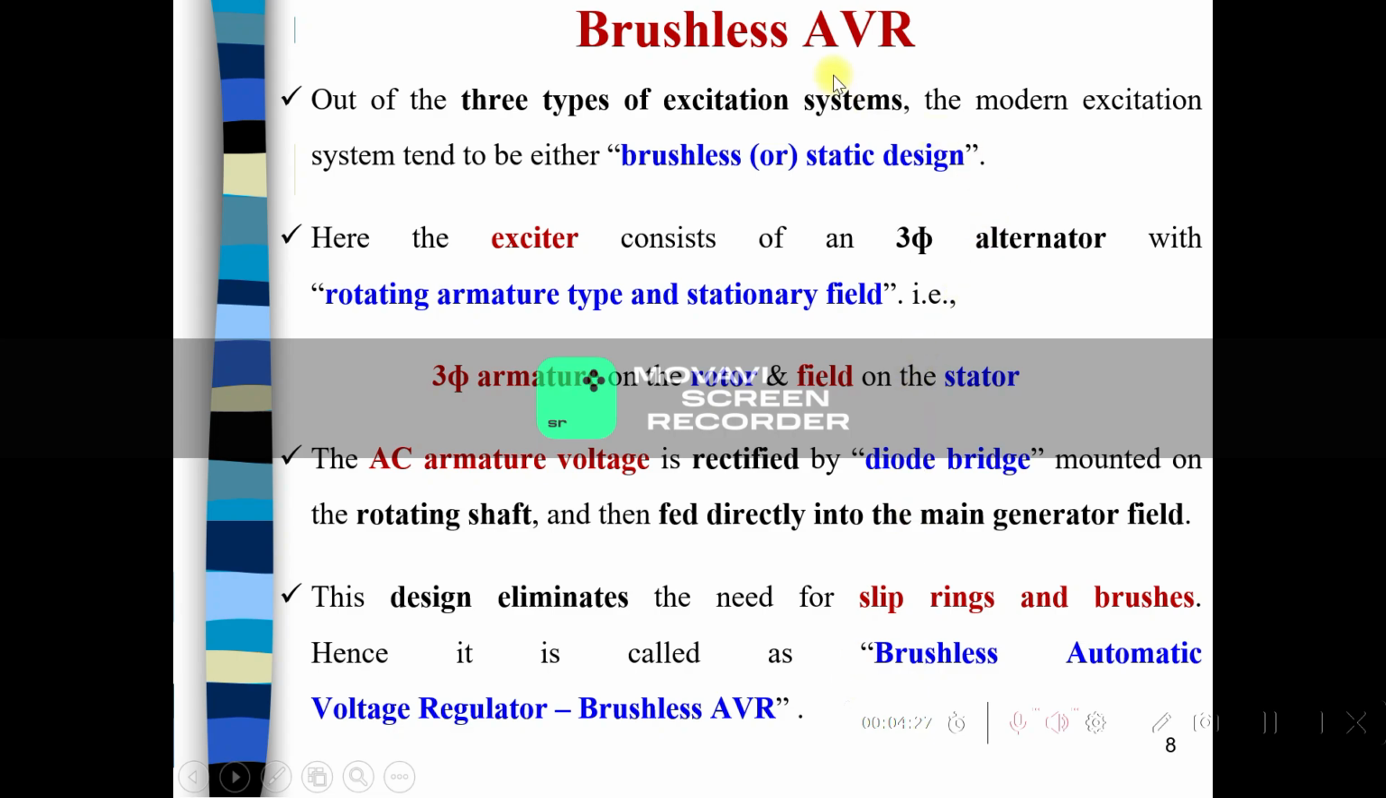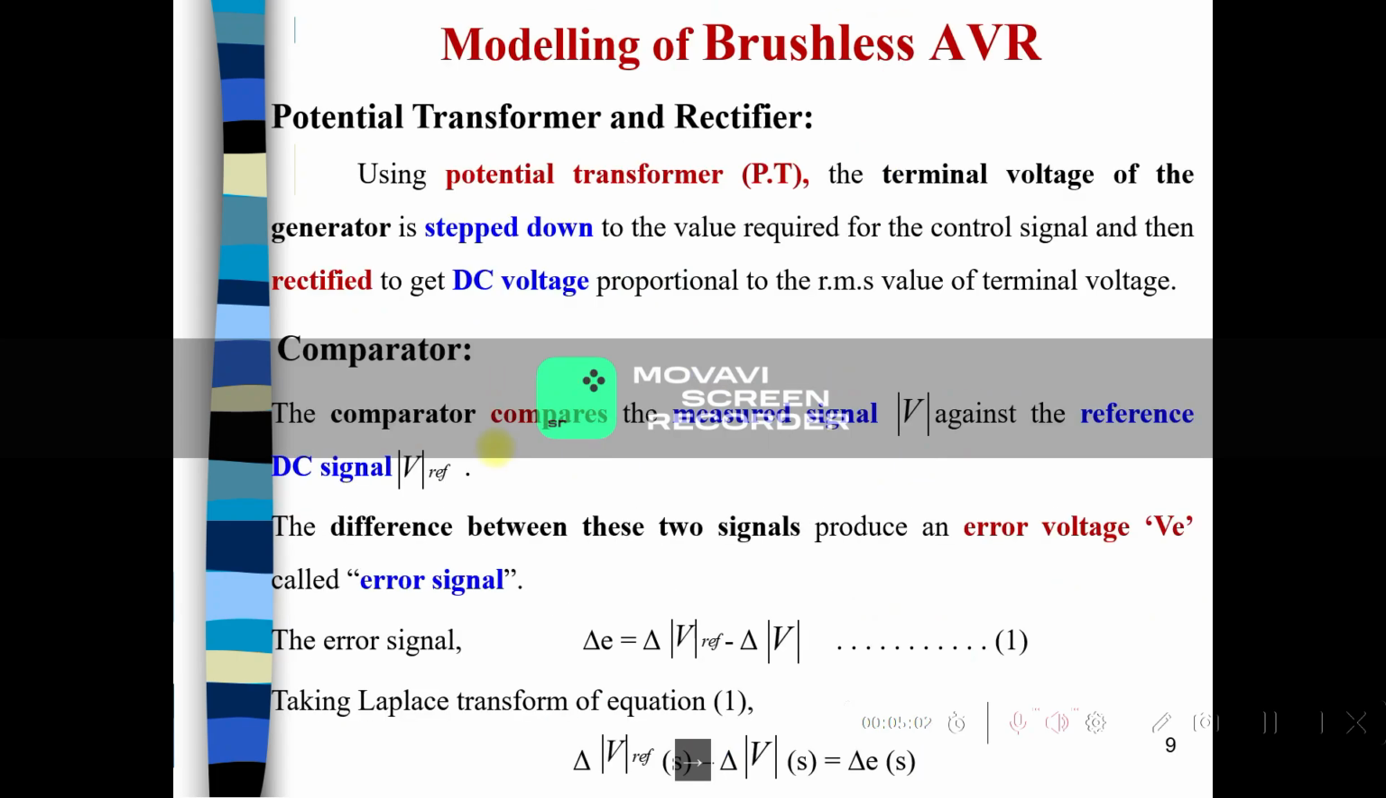First one, brushless AVR. Earlier we discussed the 3 types of excitation system: DC excitation, AC excitation and static excitation systems. The 3-phase alternator has a rotating armature and stationary field winding type; we have to choose a 3-phase armature on the rotor and the field on the stator. The AC armature voltage is rectified by a diode bridge mounted on the rotating shaft and then fed directly into the main generator field.